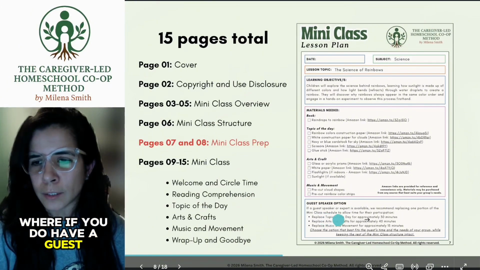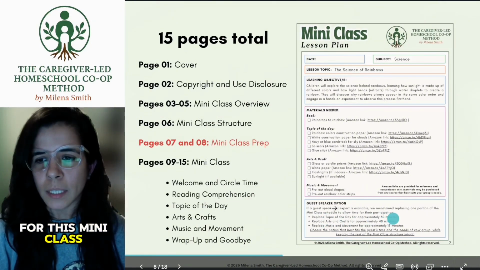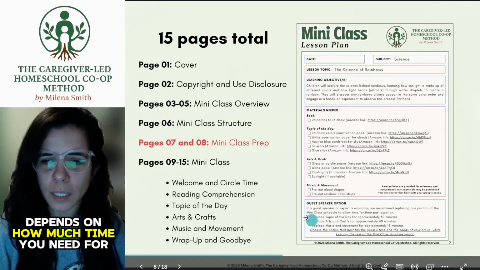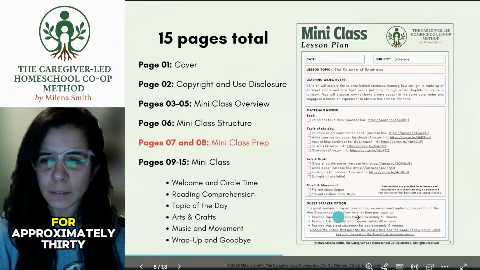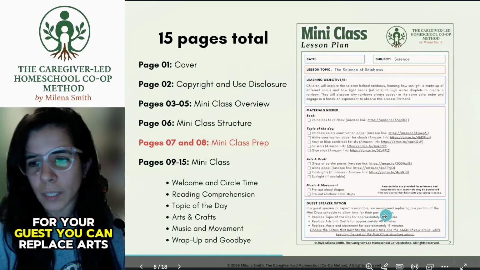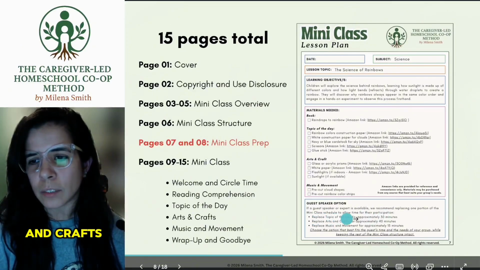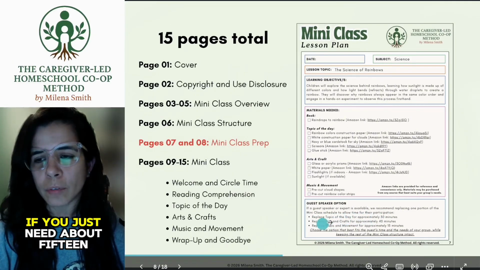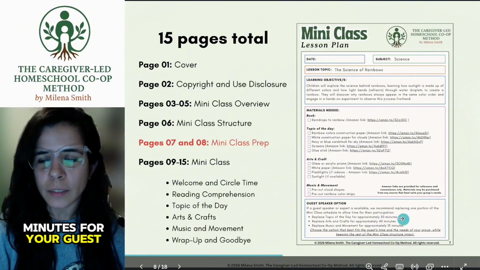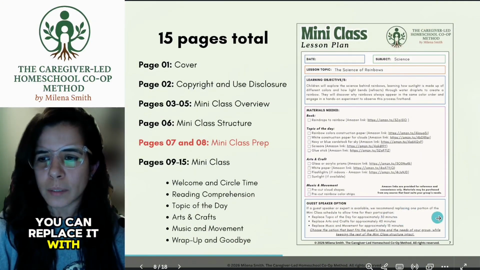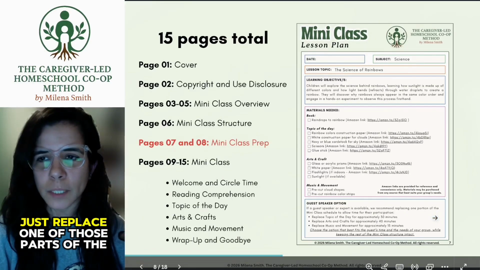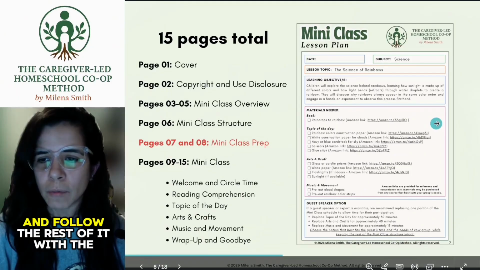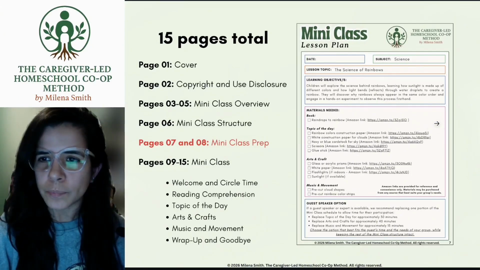If you do have a guest speaker available for this mini class, you can replace one of those three parts of the class, depending on how much time you need for your guest. So it says here, replace topic of the day for approximately 30 minutes for your guest. You can replace arts and crafts for around 40 minutes. Or if you just need about 15 minutes for your guest, you can replace it with the music and movement. So depending on how much time you need for your guest, just replace one of those parts of the mini class and follow the rest of it with the usual flow.